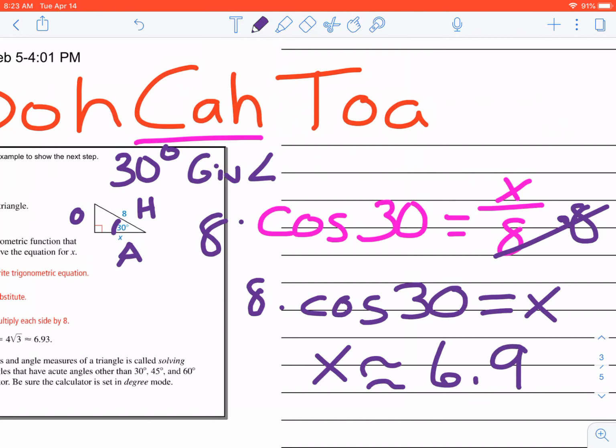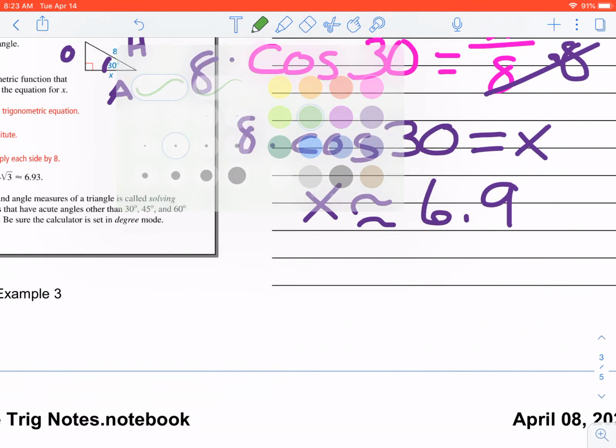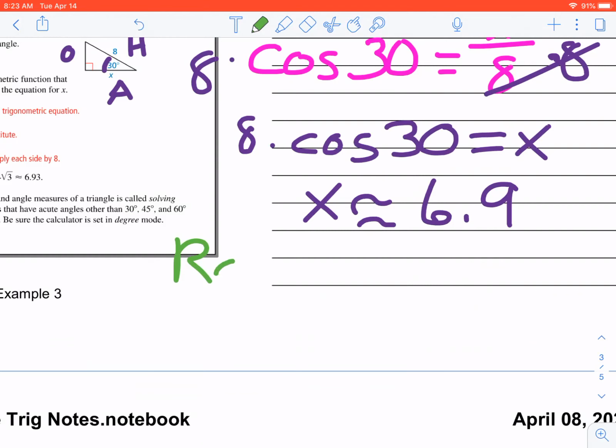6.9. Now with math, how do we round that? Normally the universal rule when you're finding side length is you round to the tenth.